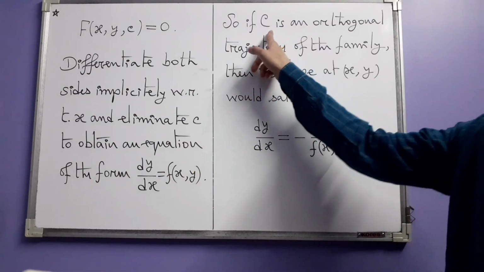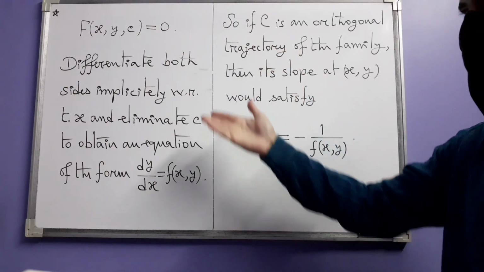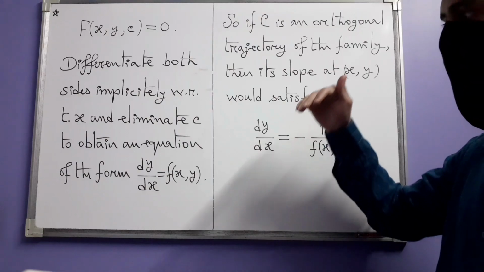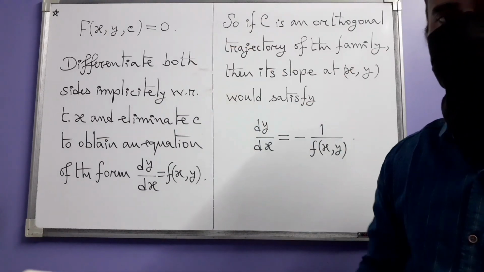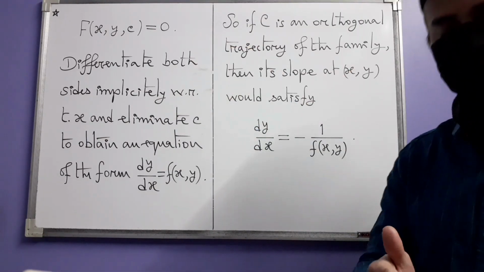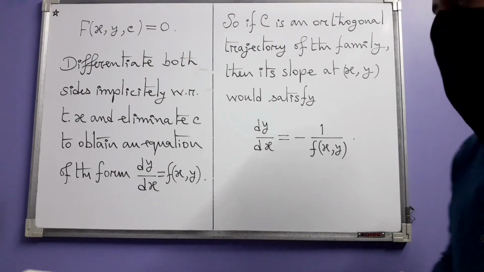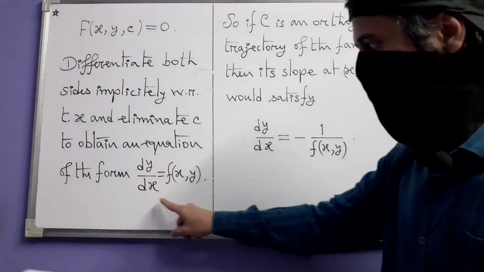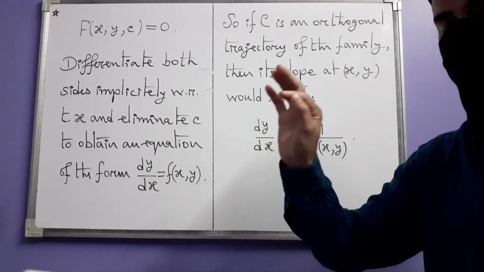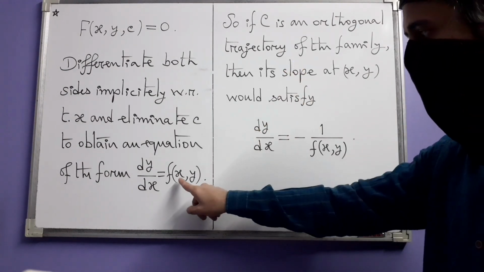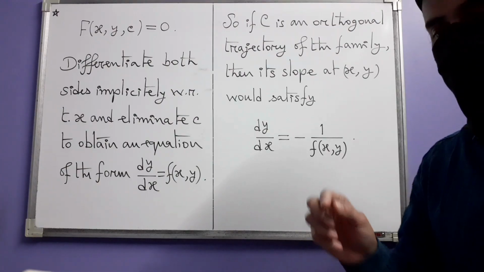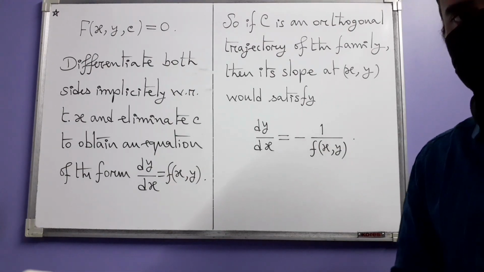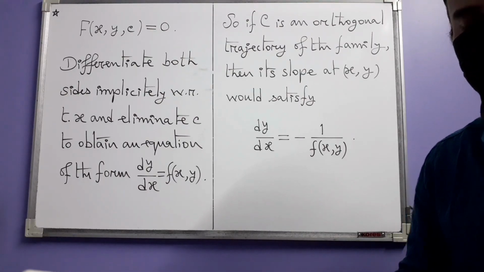So if capital C is an orthogonal trajectory of this family, then what? Then capital C would intersect all the curves of this family, all the members of this family at right angles, wherever it intersects them. However, we now know from this equation what the slope of each such member is at any given point. In particular, at those points of intersection also we know what the slope is of each such member.